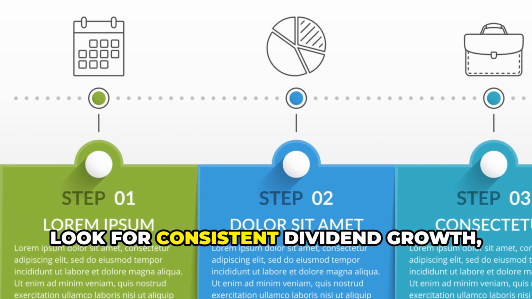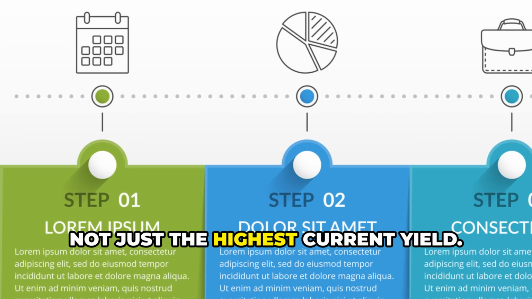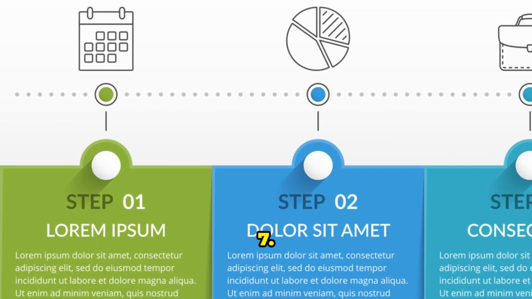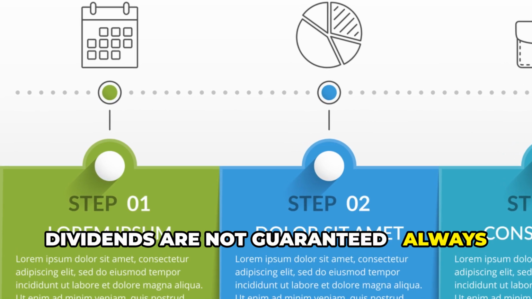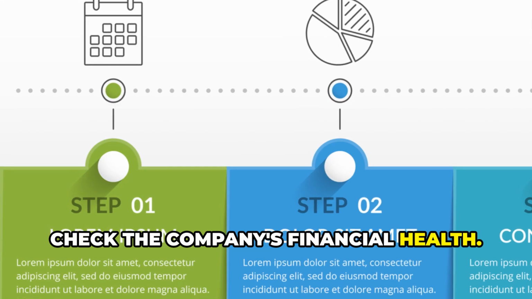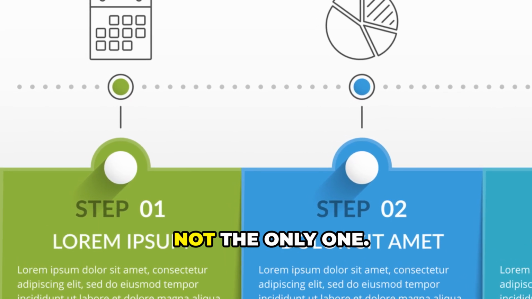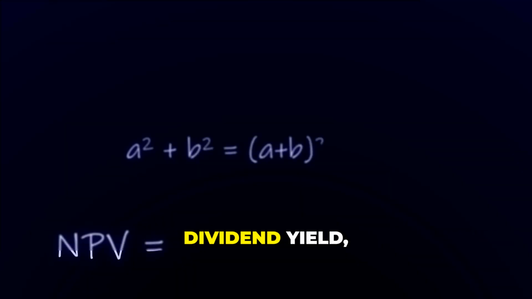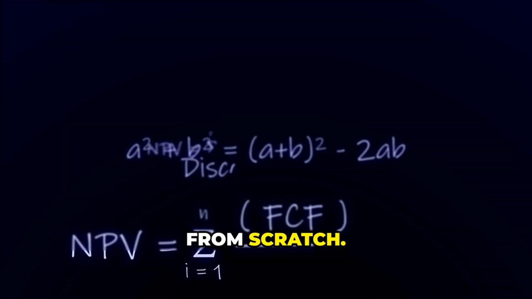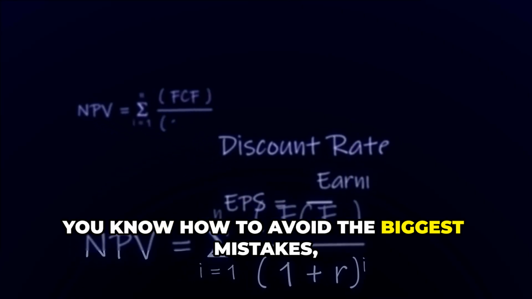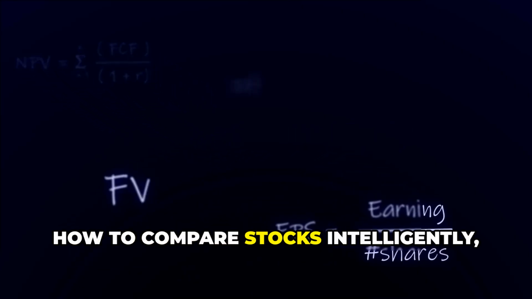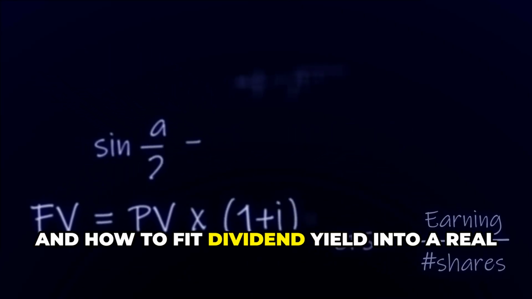6. Look for consistent dividend growth, not just the highest current yield. 7. Dividends are not guaranteed. Always check the company's financial health. 8. Use dividend yield as one tool among many, not the only one. And that's a wrap. You now know exactly how to calculate dividend yield step by step from scratch. You know how to avoid the biggest mistakes, how to compare stocks intelligently, and how to fit dividend yield into a real investment strategy.